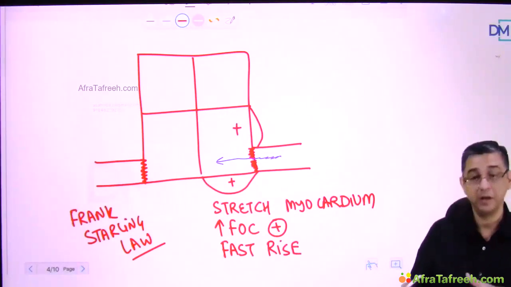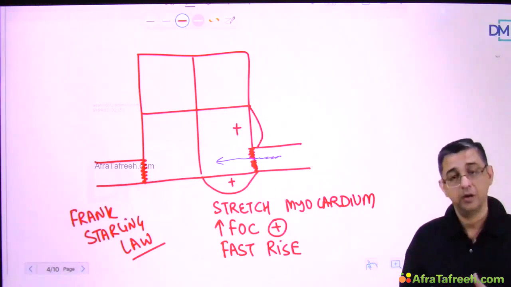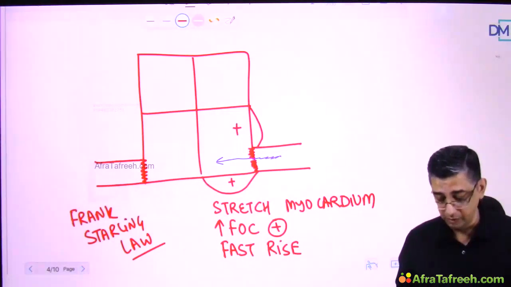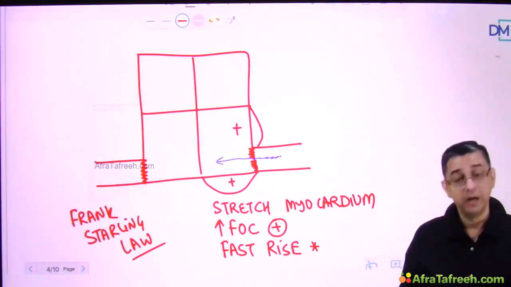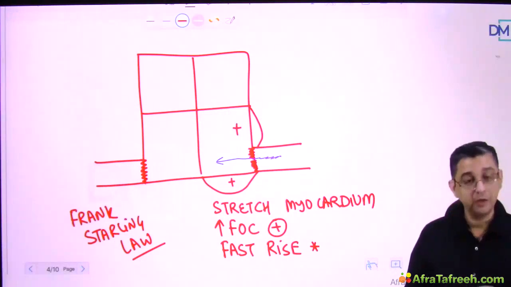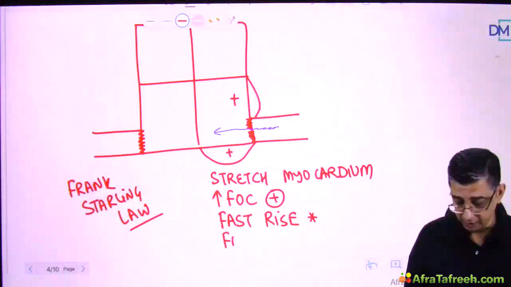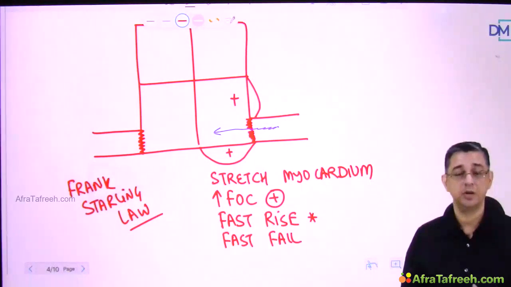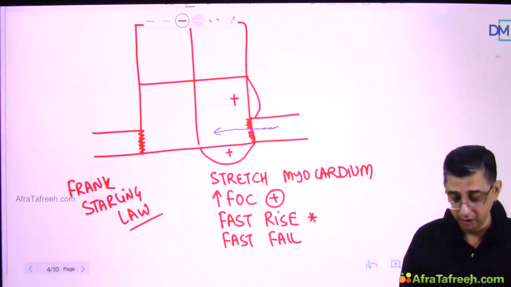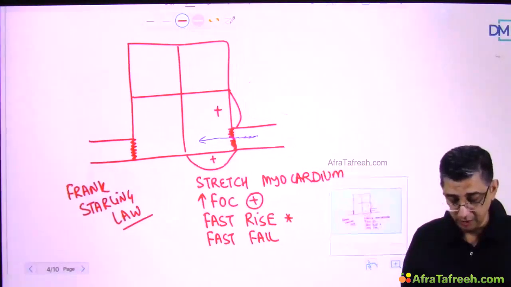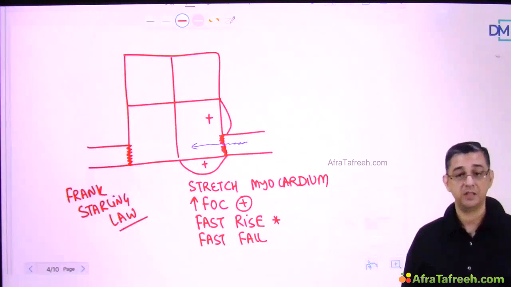Every time the blood comes back into the heart, the stretching of the myocardium causes it to contract with more force, and therefore the pulse will rise very fast. It will fall very fast also, because again blood will come back. So the pulse will be a fast rising and fast falling pulse, and this pulse is called Corrigan's pulse, or a collapsing pulse, or a water hammer pulse. So the reason behind its development can be explained by the Frank-Starling law.